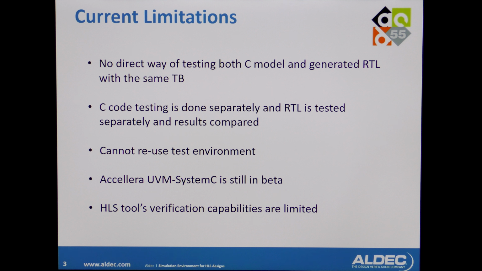The current limitation in any HLS tool is that you cannot really use your C model and the RTL model with the same test bench to check them. C code testing is done separately, and you do some kind of co-simulation with the RTL, but the results are always compared separately. You cannot reuse the test environment, so that's another drawback. And the current Accellera UVM-SystemC is still in beta, so we're not really able to use that. You can also see the verification capabilities of HLS tools are not very robust in terms of the features they provide.